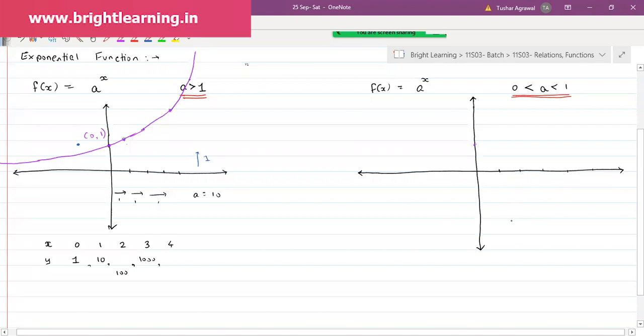Consider a equals half. So can you see that, sir, x equals 0, 1, 2, 3, 4. Y equals half raised to 0 is 1. Half raised to 1 is half. Then we will take the power. As I go on increasing the power, the image value will go on decreasing. It will become more and more of a fraction.